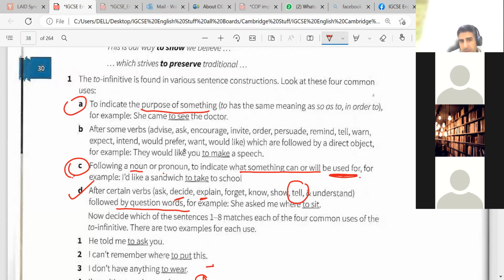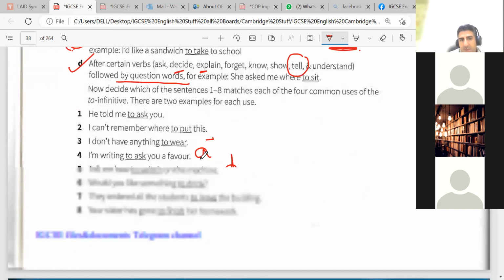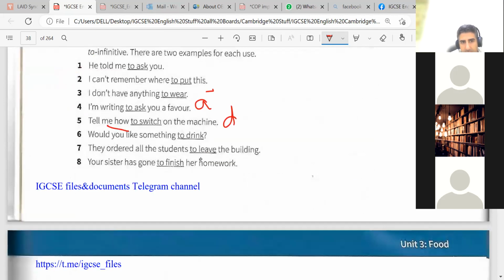Clear? Okay. Because here, after would like, they would like you to make. But here, I would like something. After would like, here's something. We need a pronoun here. We have a pronoun here, something. For what? To drink.